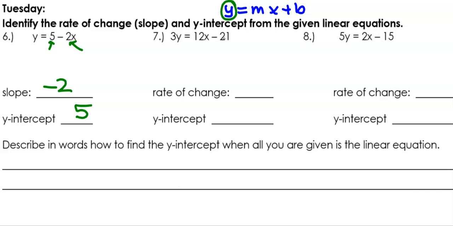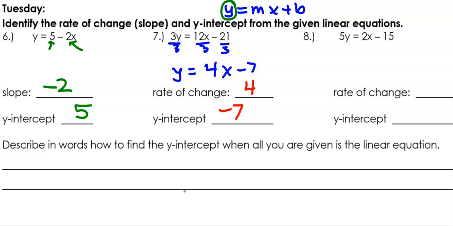Number 7 is a little bit different because the y is not isolated. I'm going to divide everybody by 3, and that gives me a y all by itself. My new sentence is 4x minus 7. 4 is my rate of change, minus 7 is my y-intercept.